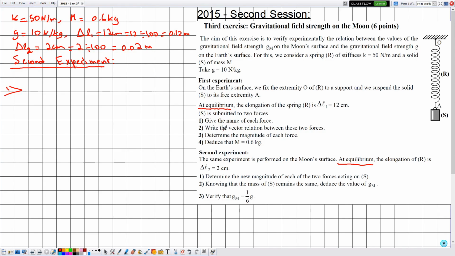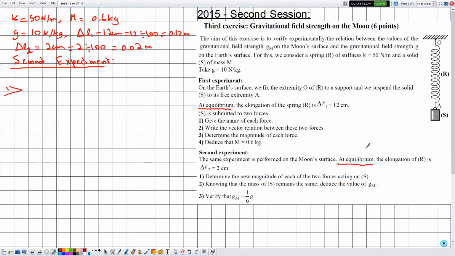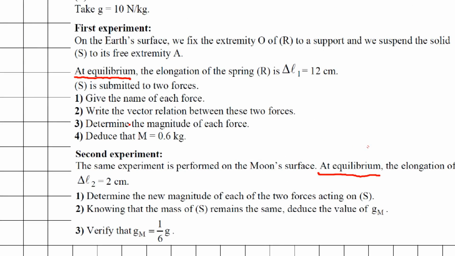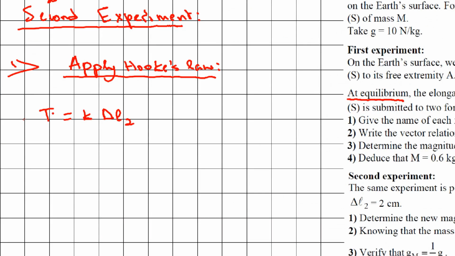Now the tension can be determined directly from Hooke's law, because we have the elongation delta L2 and the stiffness K. So what we already have done in number 3, we are repeating the same steps. Now let's apply Hooke's law. Hooke's law is given by T is equal to K delta L. Here we are talking about the second experiment, which corresponds to delta L2, and let's label T by the index 2.